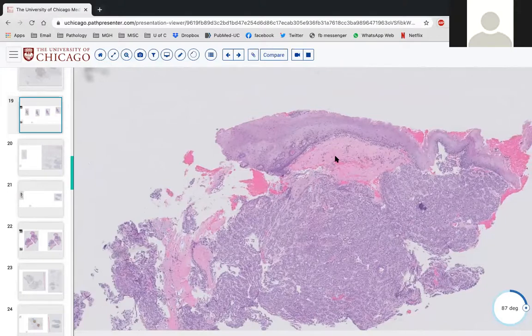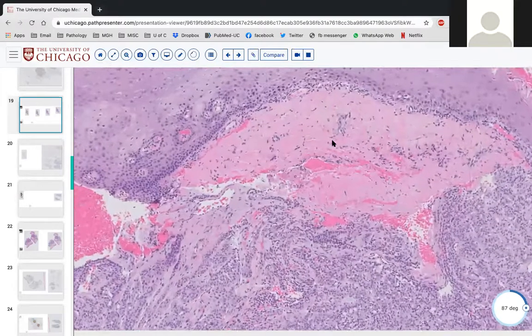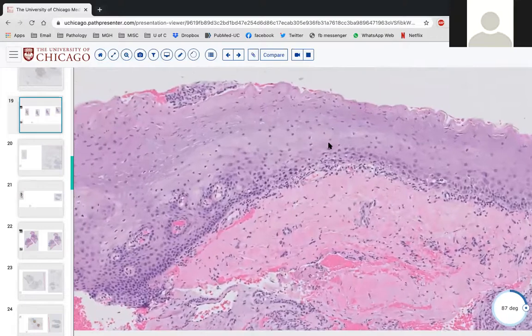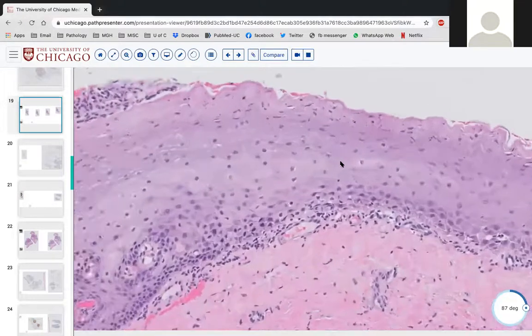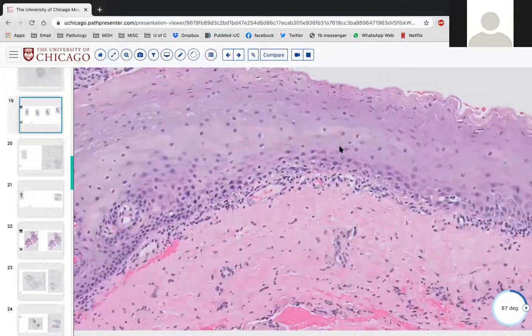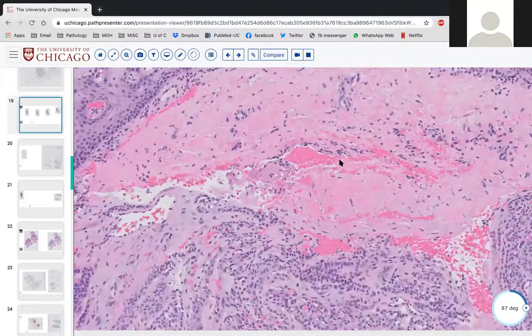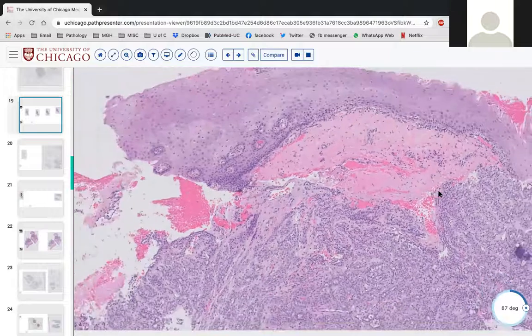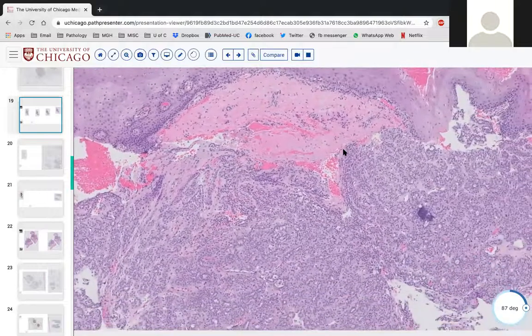Great, Christina. All right, so we have squamous epithelium that does not seem to be currently involved by whatever neoplasm we're looking at, and it's not coming from the squamous epithelium. It's all underneath, and it's not really well defined or encapsulated. It's kind of just all over.